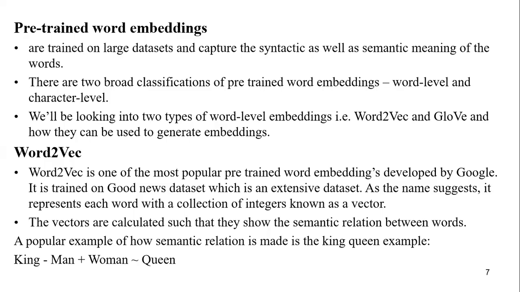Here you can see an example: king minus man plus woman. That means we are going to remove the man and add woman there. So if king means a man, what will be the matching word for the word woman? That is what it has to find out, and it gives it as queen.